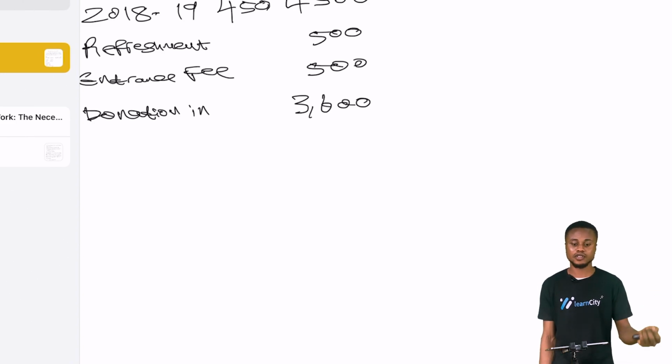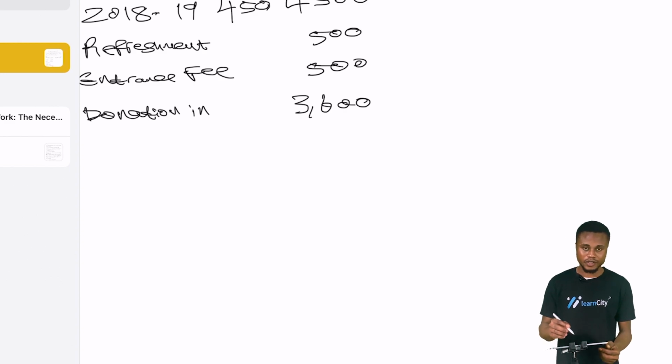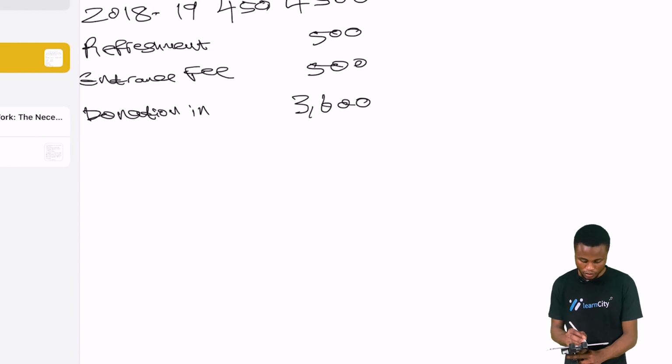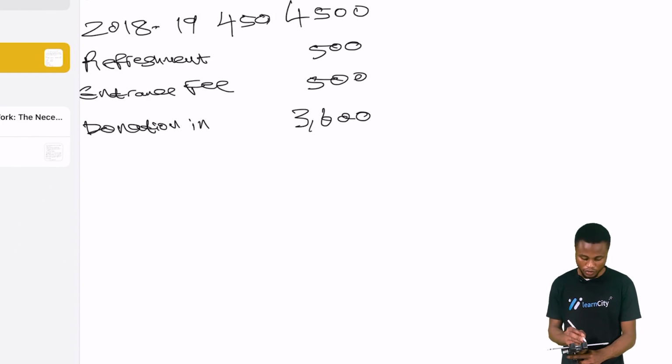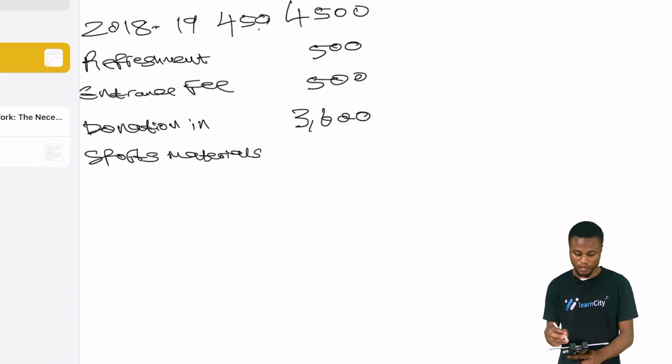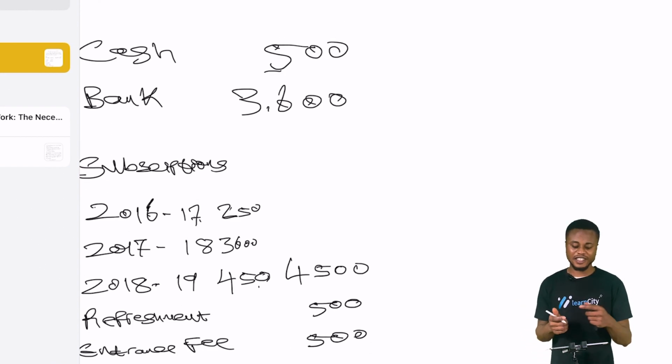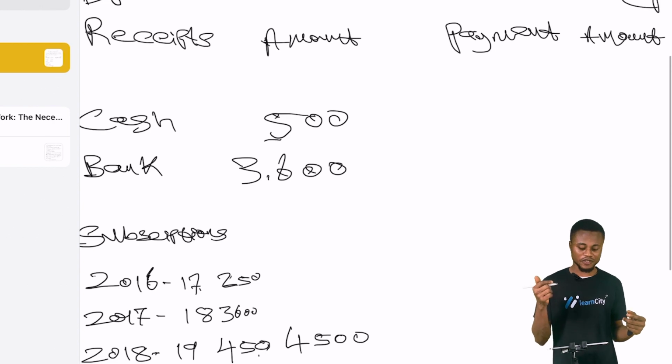In the question too, they gave us some sale of the old sports materials that was being used. All those things they have been using before, but they have now sold it. So the sale of the old sports material is 600. This also will be on the debit side because it is a receipt. Sale of old sports material, and the amount for it is 600. So after going through all those items, I think I'm good with the debit hand side of the receipt and payment account.